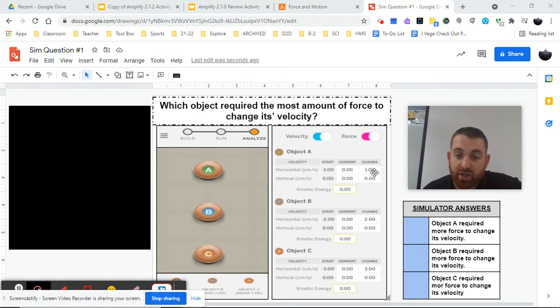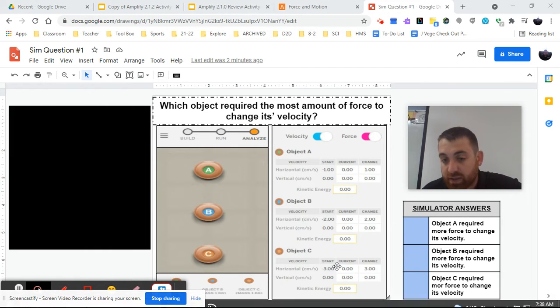Velocity of object A changed from -1 to 0, and it changed by a velocity of 1. B, -2 to 0, changed by a velocity of 2, and C had -3 and 0 and changes velocity by 3. So each one of these objects is not moving, but each one had a different start velocity that had a force applied and caused it to stop.